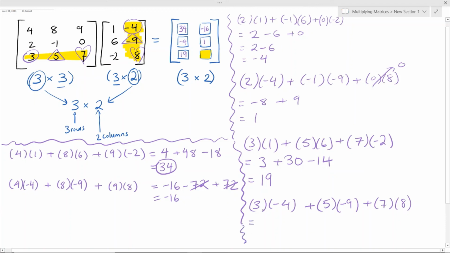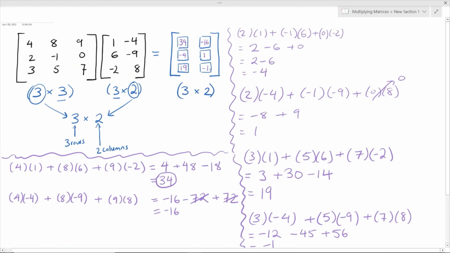From here we do 3 times -4, which gives -12, 5 times -9 gives -45, 7 times 8 gives +56, and then adding these all up together we get -1. So we write -1 right here, and so this last entry here is -1. Thus, we have the product of these two matrices, which has dimensions 3 times 2, with the following entries right here.